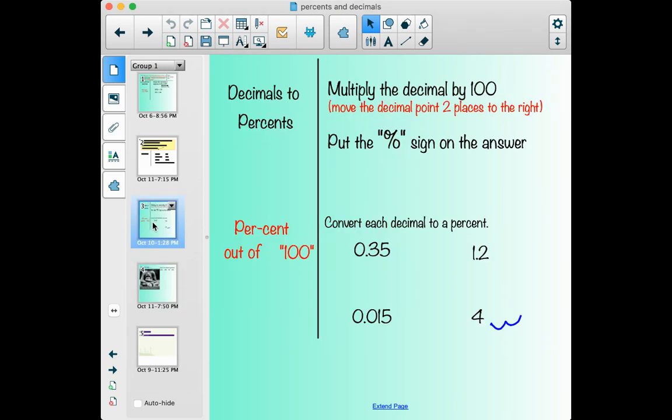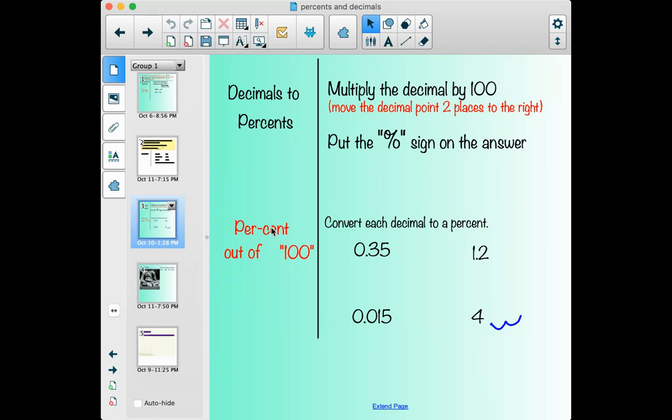Hello, everybody. We are going to look at the other side of this. So we just learned about turning a percent into a decimal, and we learned that we do that by moving the decimal two places to the left. And more importantly, we learned why we do that, right? The reason is because percent means out of 100.